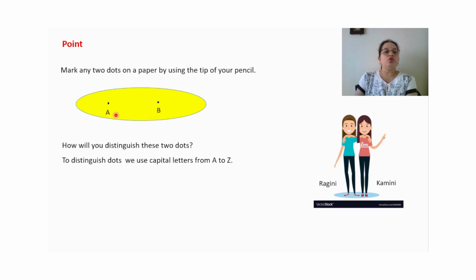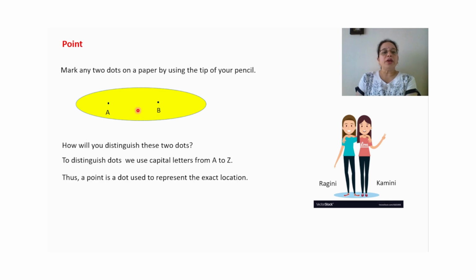So I am taking 2 points A and B. The name of the points are point A and point B. Suppose I talk about point B, so everyone can look at this point. If I say point A, everyone can look at this point. So this way, by giving names, we can distinguish these 2 points.